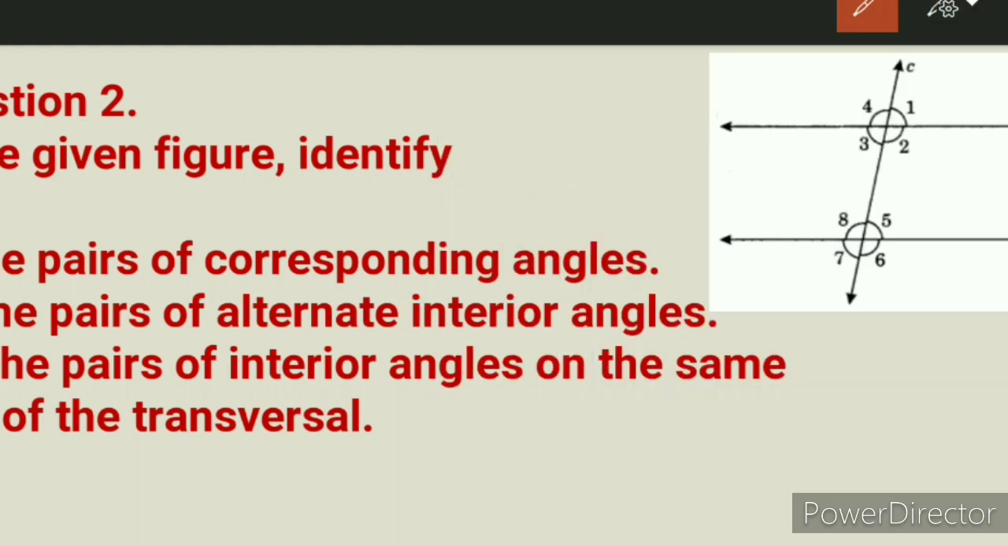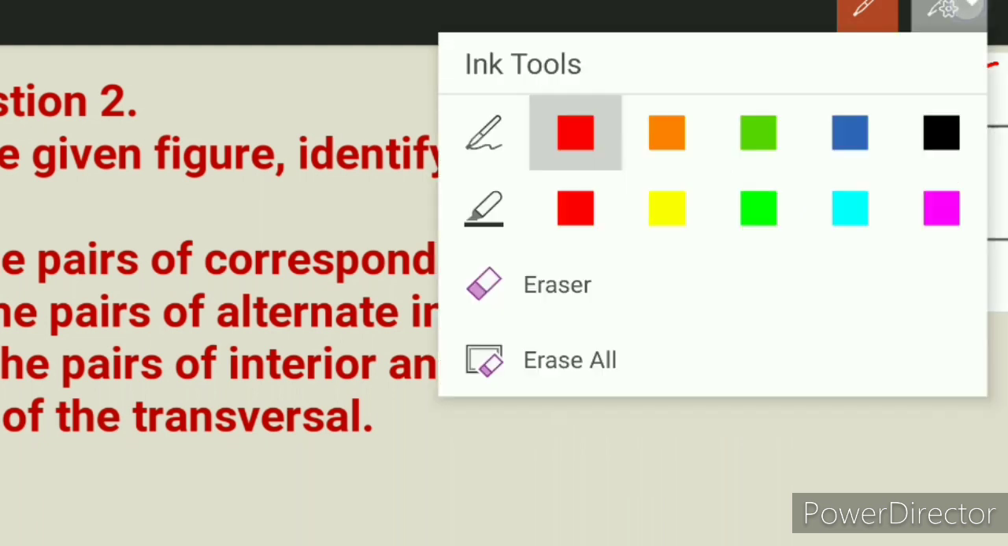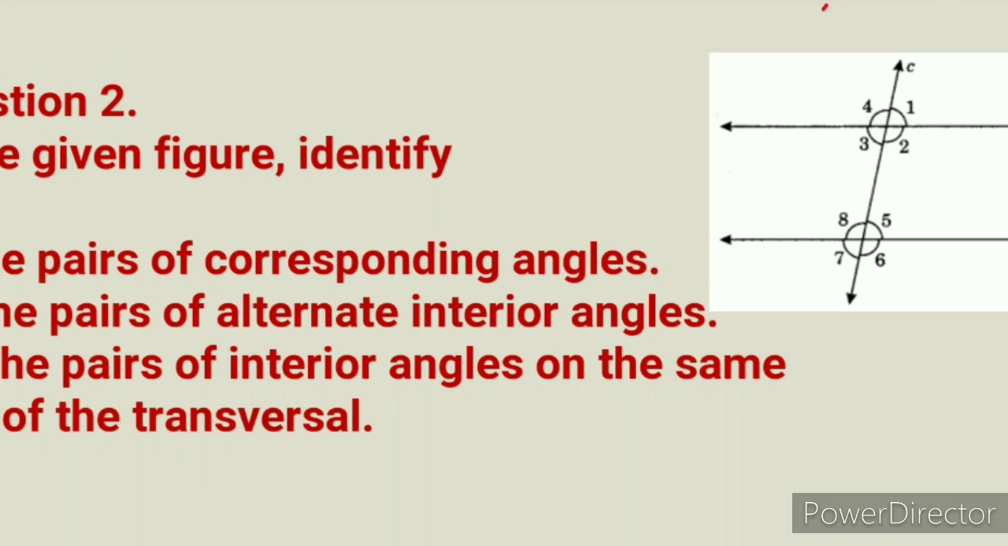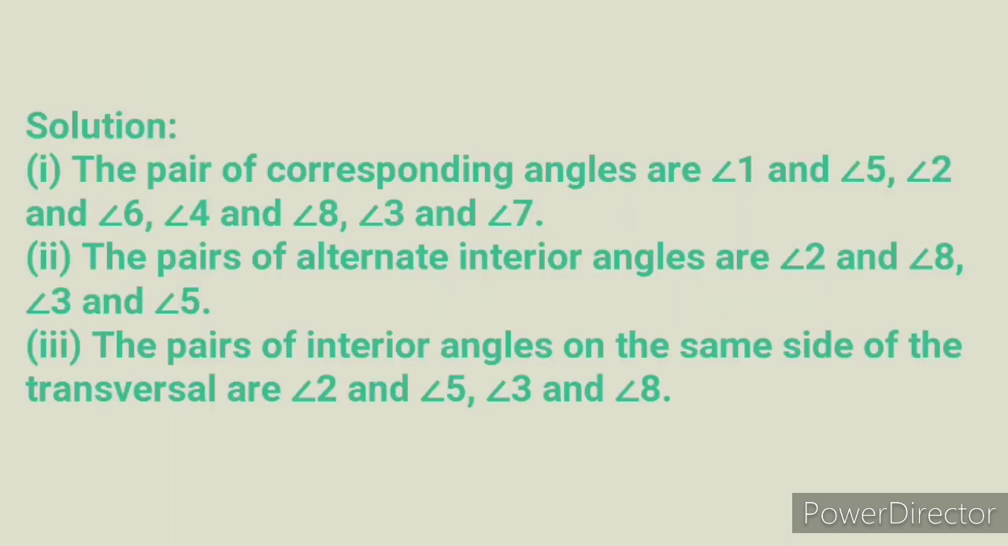Which are the pairs? Corresponding angles: 1 and 5, 4 and 8, below the parallel line 2 and 6, 3 and 7. Got it? Let's see the solution now. See, 1 and 5, 2 and 6, 4 and 8, 3 and 7.